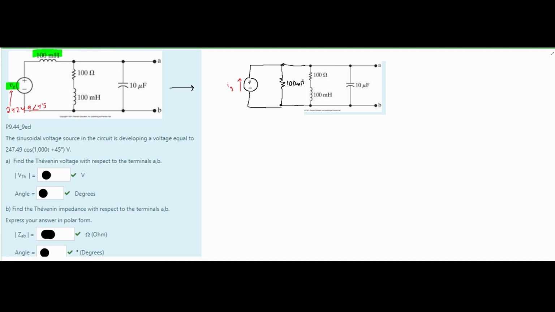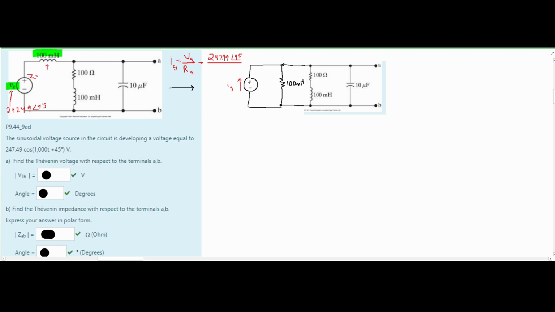From here, I'm going to do a couple of things. First, we need to find our I of G. Well, we know that our I of G is going to be equal to the V of G divided by our resistance of G, and this is Ohm's law. So we're going to set 247.49 with our angle of 45 over our 100 milliohms. However, we can't just have this over 100 milliohms. We need to convert this using the Z of L method.